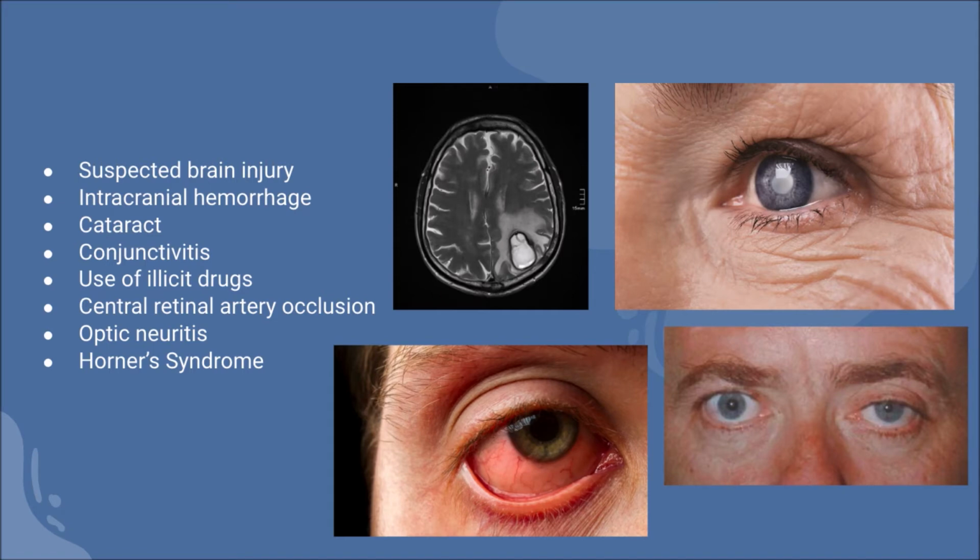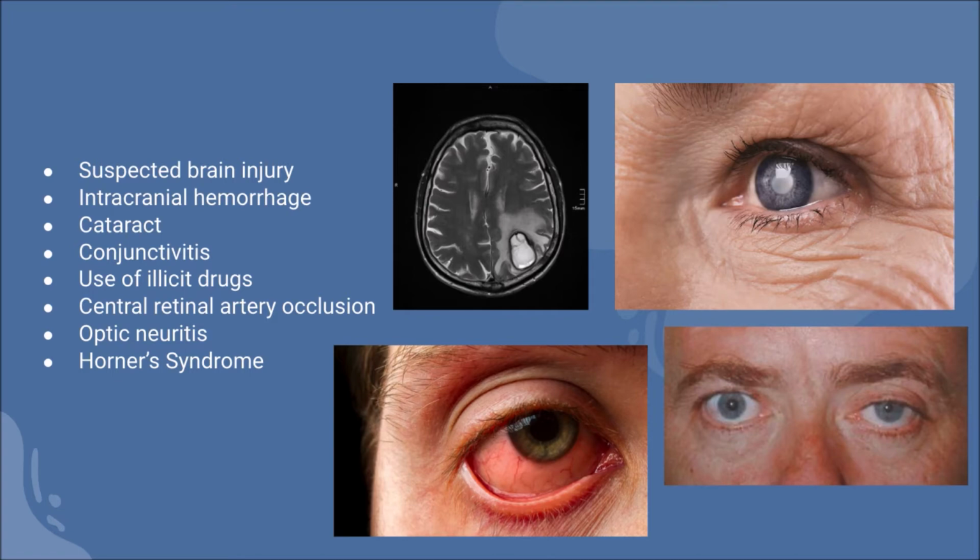So next we have central retinal artery occlusion. The central retinal artery supplies blood to the optic nerve, which is part of the pathway between the pupils and the brain. Therefore, occlusion of this artery can be detrimental to pupillary function, and pupillary assessment must be done. Next is optic neuritis. So optic neuritis is the inflammation of the optic nerve, hence the term neuritis. Therefore, pupillary assessment has to be done to evaluate the extent of the inflammation.